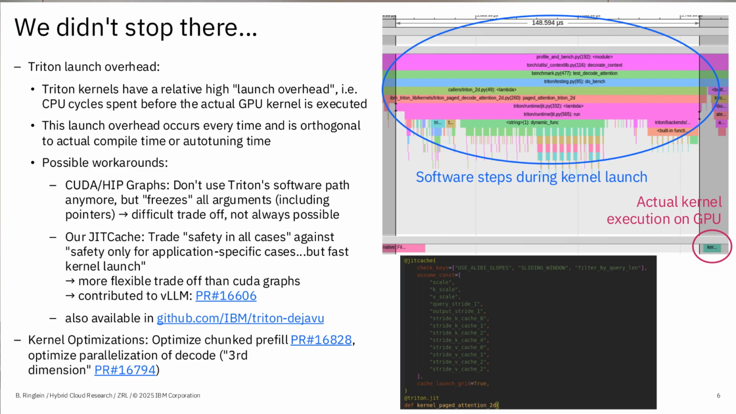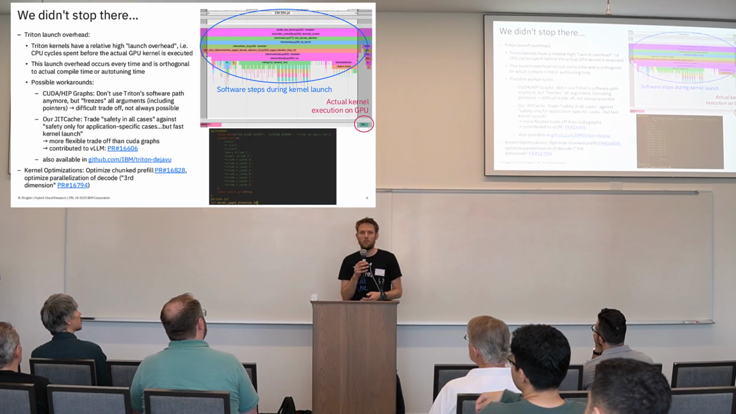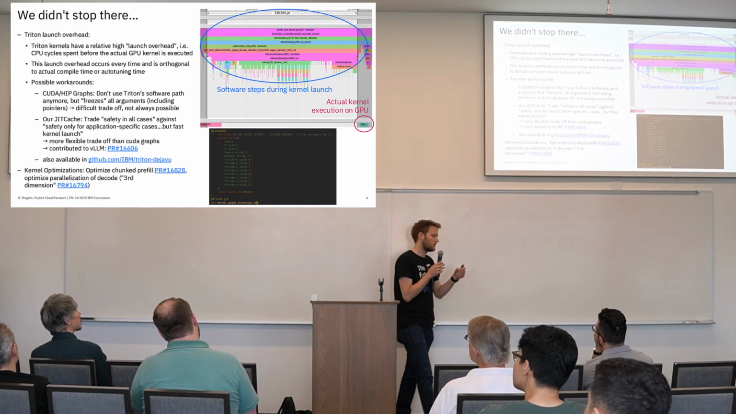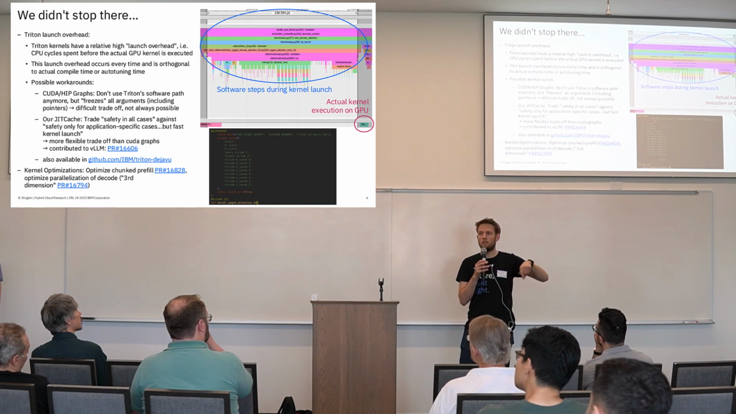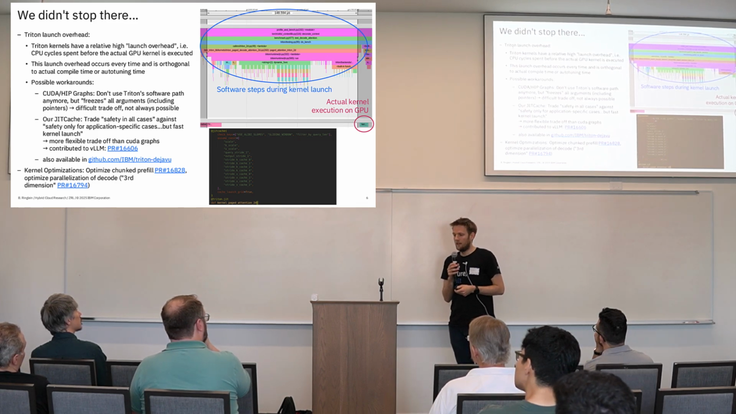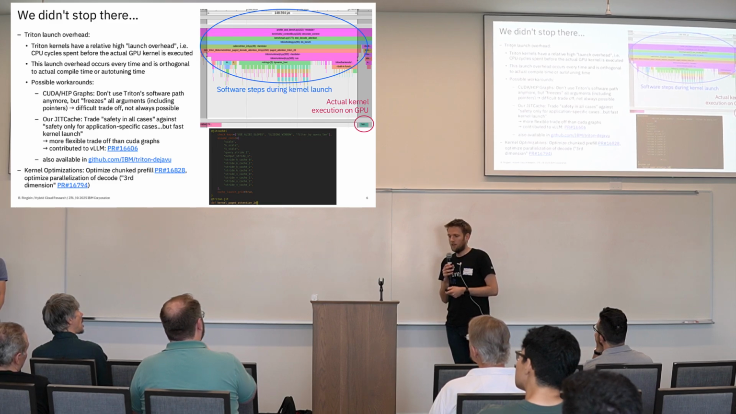That is just the time that Triton needs to check: do I need to recompile this kernel? Because Triton is a just-in-time compiler, it wants to make sure that the kernel that executes on the GPU is the right version. So it hashes the complete source code, it hashes all the arguments, and it checks if the constant in the argument is still the same as the constant in the binary, so that takes a lot of time. And that's why Triton has a high launch overhead.